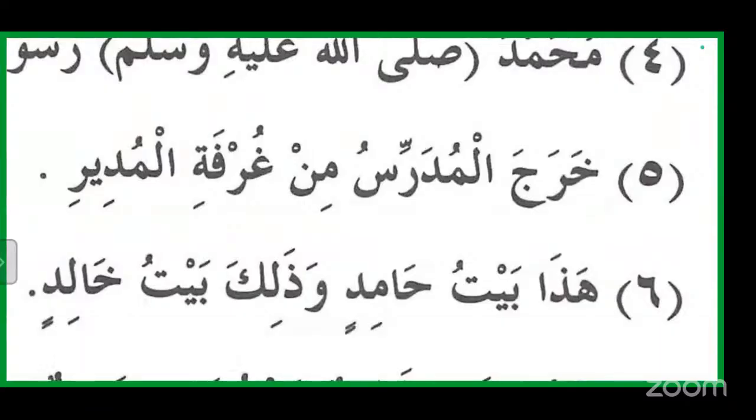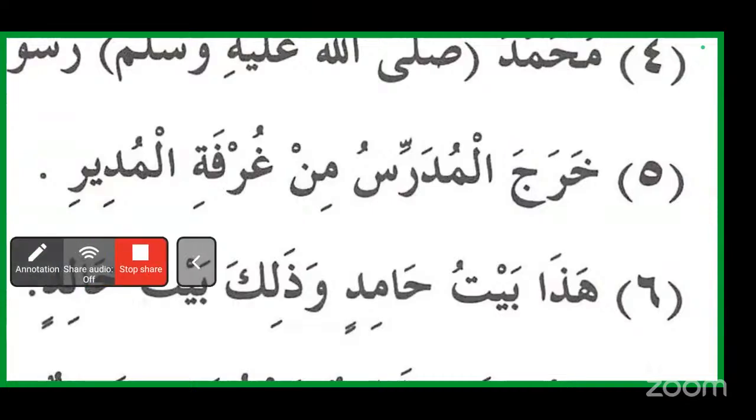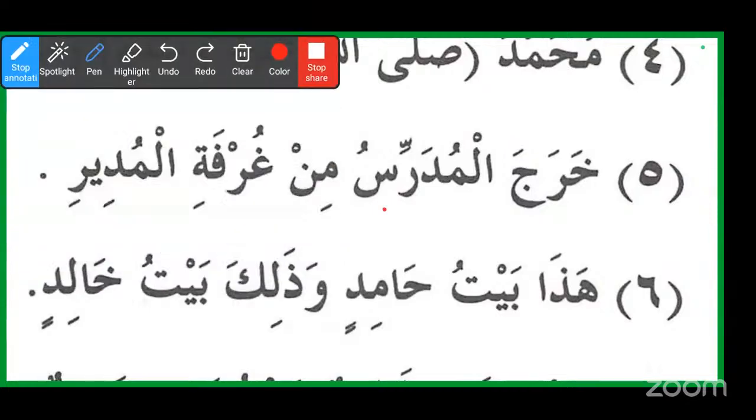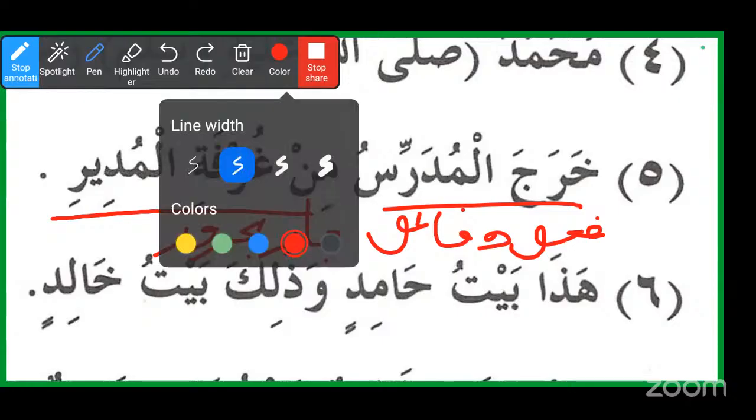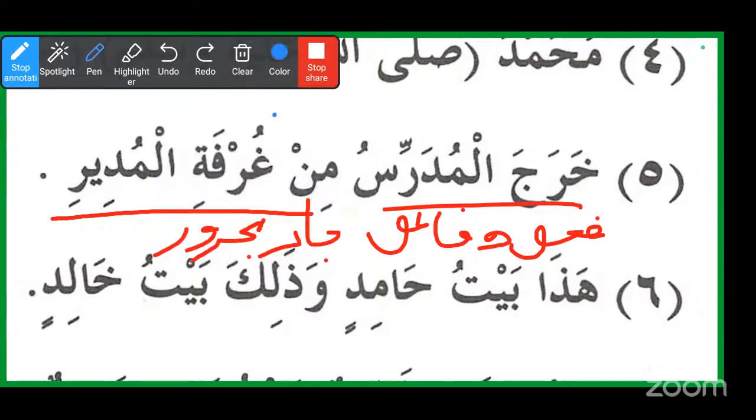فعل وفاعل. خرج المدرس فعل وفاعل. من غرفة المدير. Now jar min is harf jar. Ghurfati is the majroor. Then ghurfati is the mudaf to mudir, which is the mudaf ilayh.